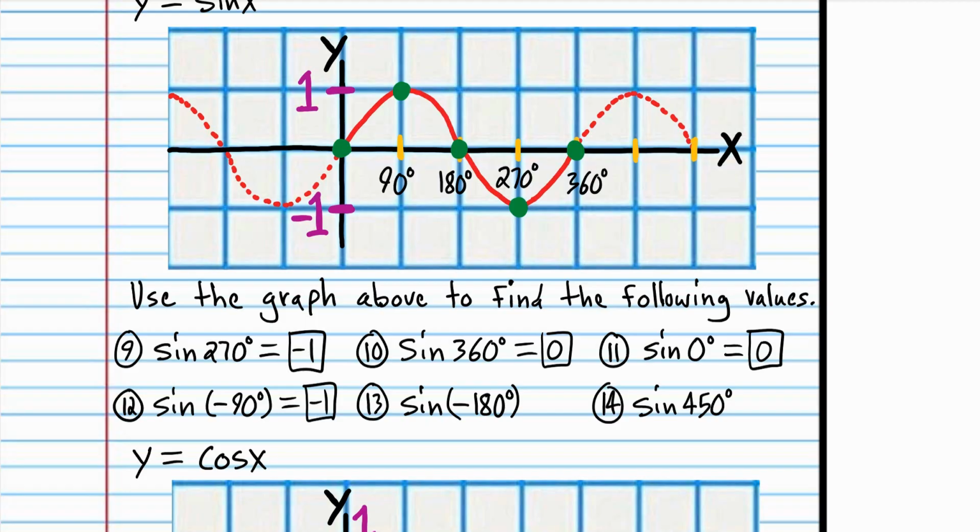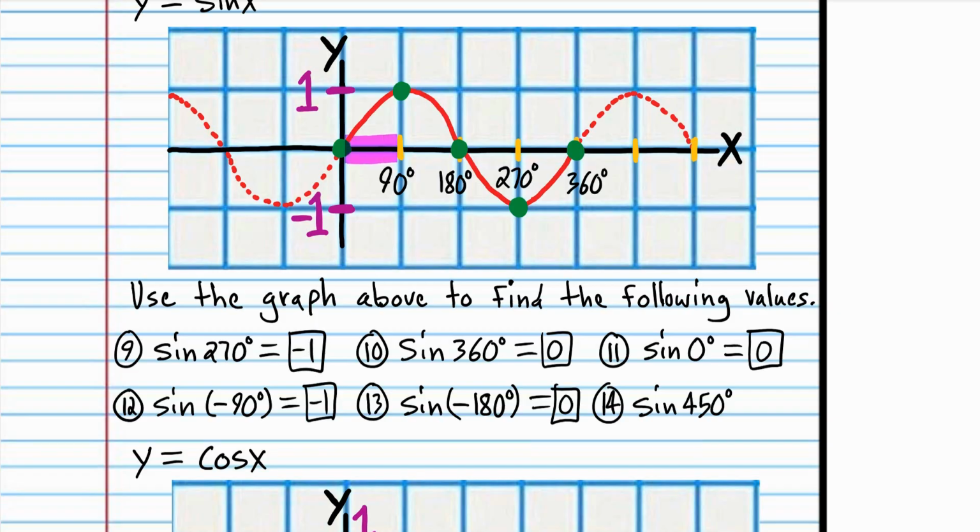So if you'd like, you can try number 13. You're going to go to the left because it's a negative angle. And remember, each box is 90 degrees. So you're going to go there. What is the y value of the point on the curve? If you said it's 0, you're correct. Because that point on the curve is on the x-axis. The y value is 0. Try number 14, and when you come back, we'll do it together.